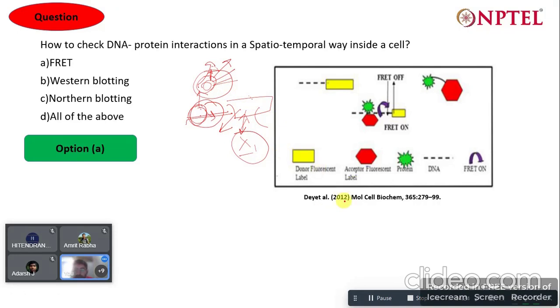Okay, do I repeat this portion, or has everyone understood?